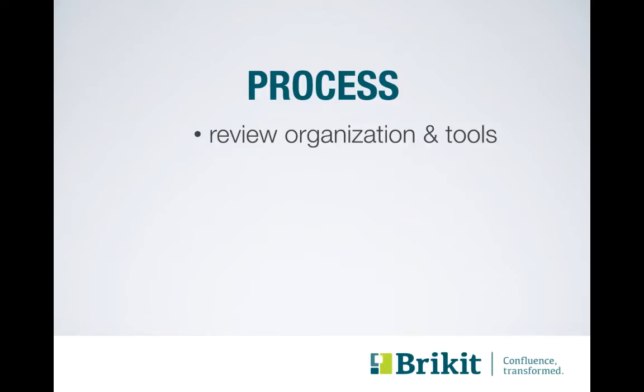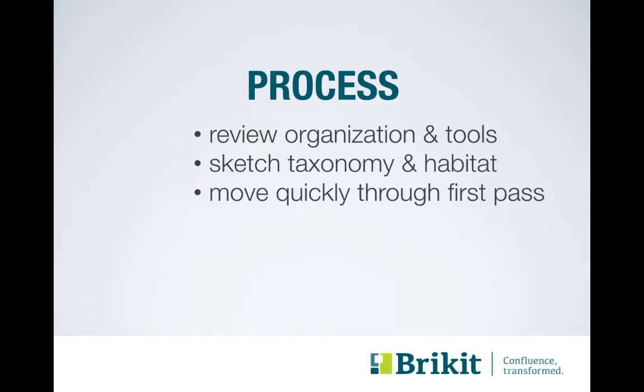To do this, we're going to go through the organizational information structure one section at a time, review the Confluence tool features above, and start sketching out your taxonomy and habitat. Now don't spend too much time on each section. You'll want to pass through them all first to avoid any one perspective from being emphasized too heavily. Usually during this pass, it will start to become clear which elements are going to be the most important for your organization.